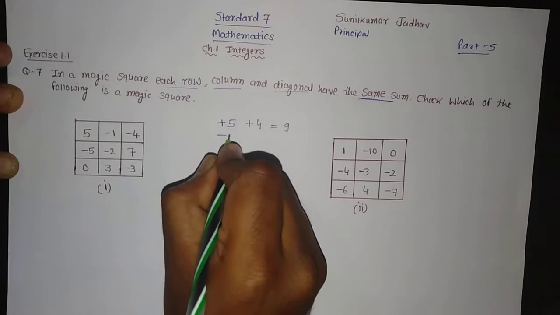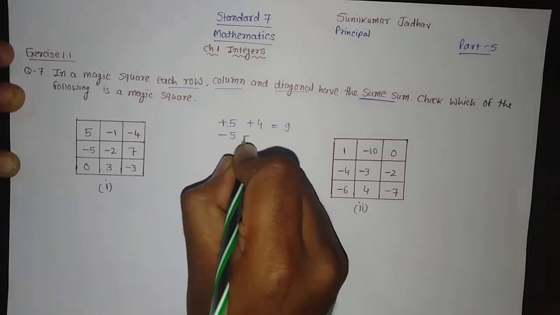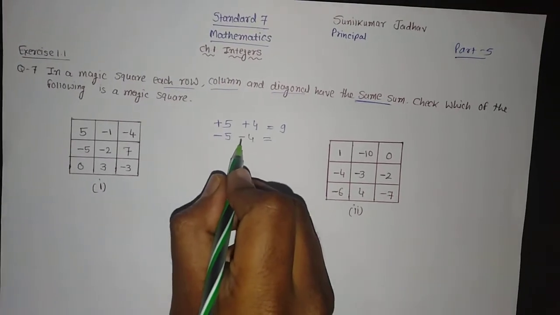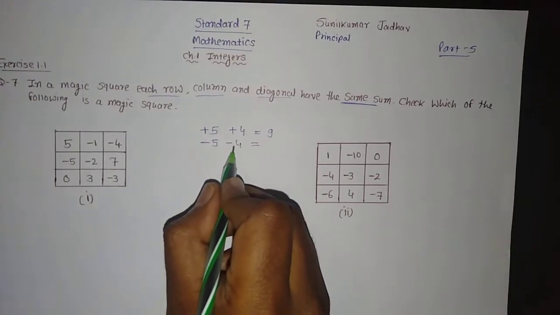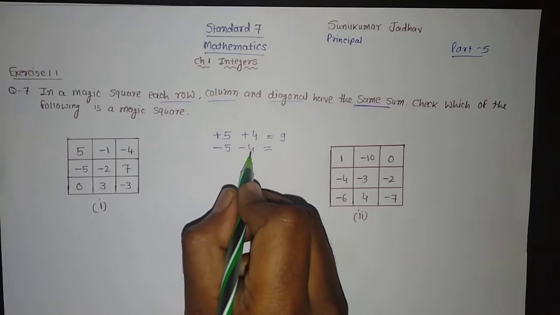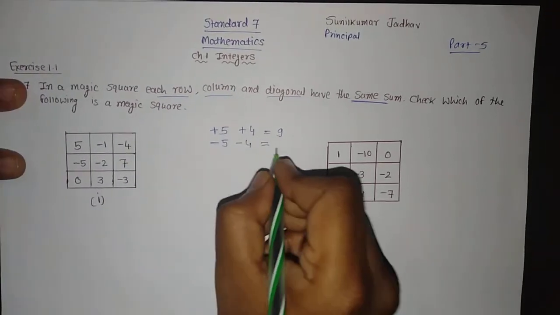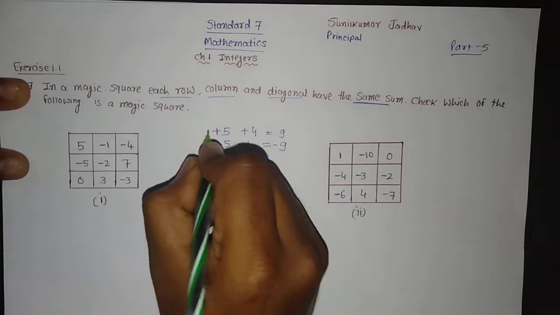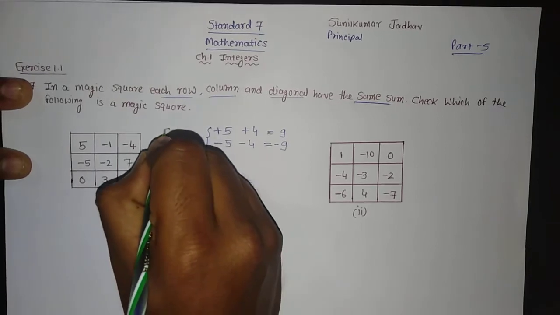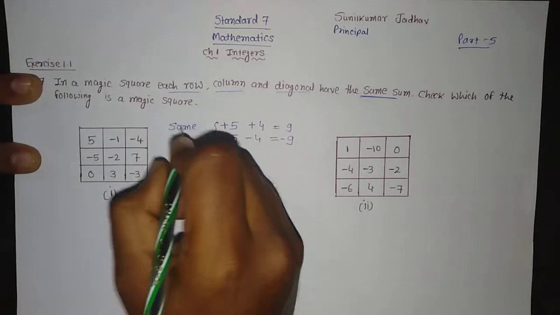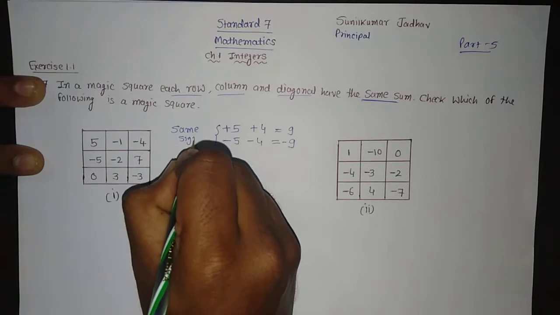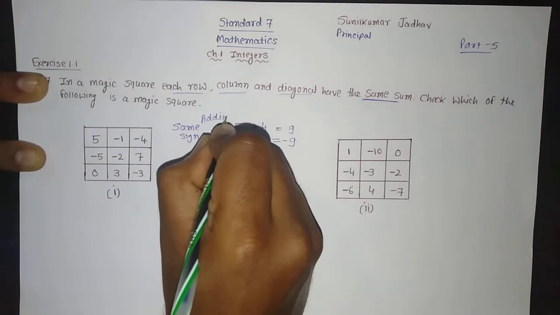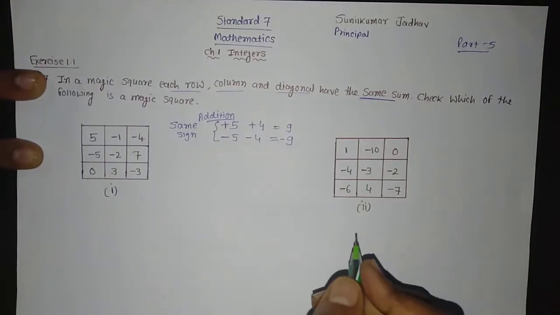Suppose this is minus 5 and this is minus 4. In this case also, both have the same sign, so we have to do the addition. 5 plus 4 is equal to 9, but we need to keep the same sign, that is negative. So if we have the same sign, we do the addition and we keep the same sign.